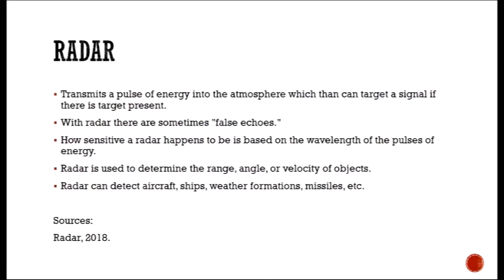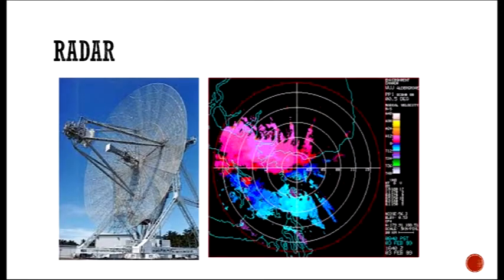False echoes happen when pulses are intercepted by vegetation and buildings, which ruin the return signal, which can change the information. When using radar, the operator can see any nearby ships or planes, where they are, how quickly they're traveling, and the direction they're heading. On the left, you see a typical radar, and then on the right, you see a radar that you would see on a ship.